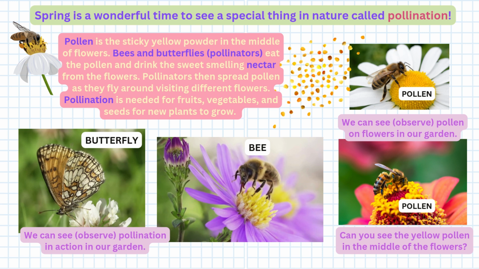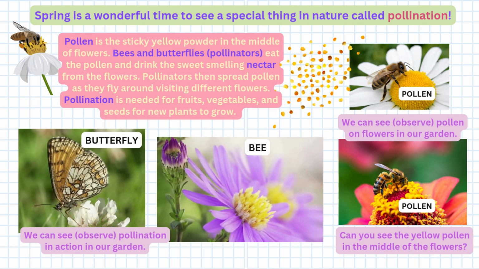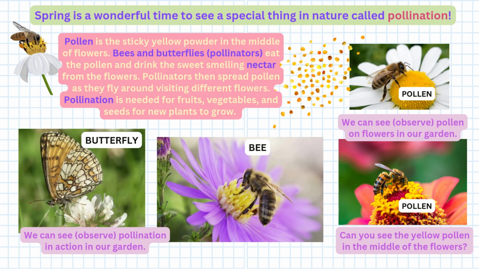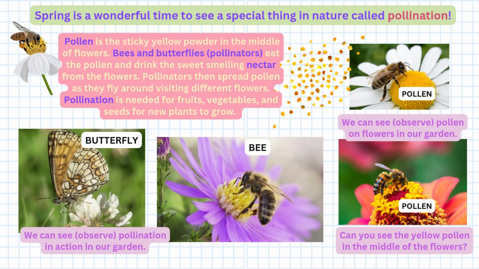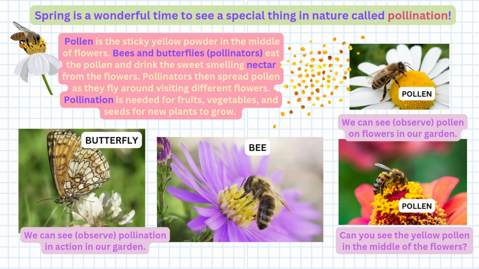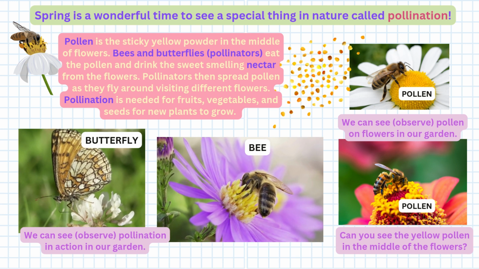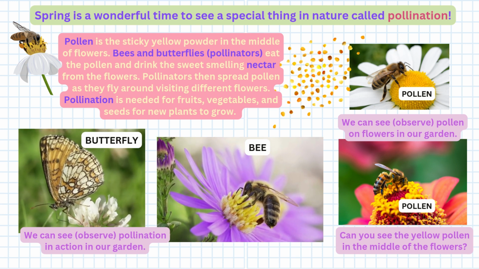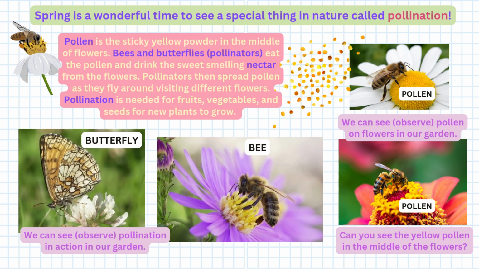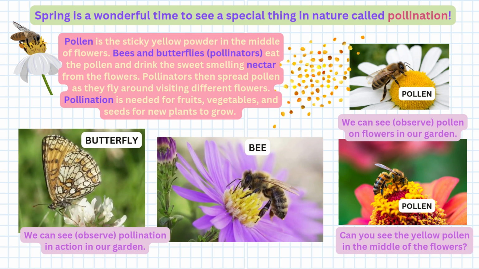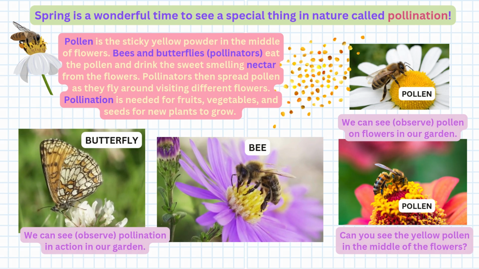Pollination is needed for fruits, vegetables, and seeds for new plants to grow. We can see or observe pollination in action in our garden. We can see or observe pollen on flowers in our garden. Can you see the yellow pollen in the middle of flowers?